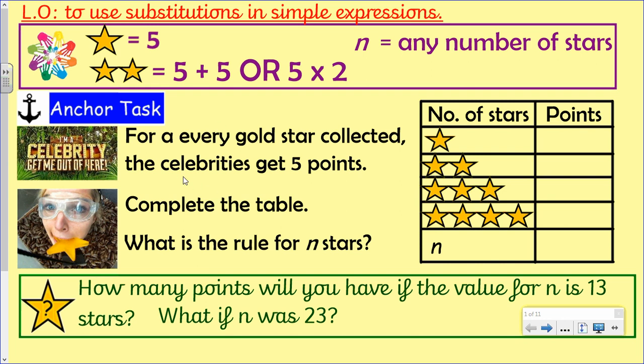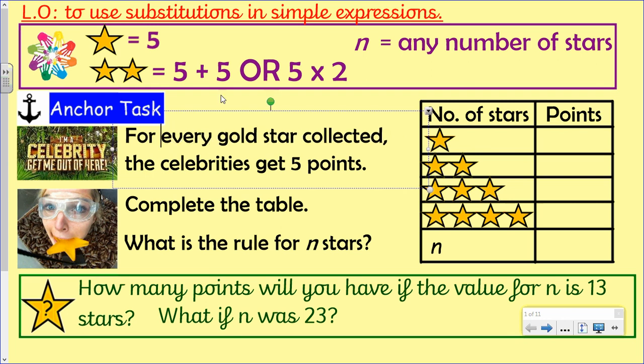So for every, I've just noticed a typing mistake there. Let's get rid of that. That will be on your anchor task that you've got at home. I apologise. So for every gold star collected, the celebrities get 5 points. We need to complete the table over here. And if we can, we're going to think of a rule for n stars. n just means any number of stars. So just a number that we don't know.